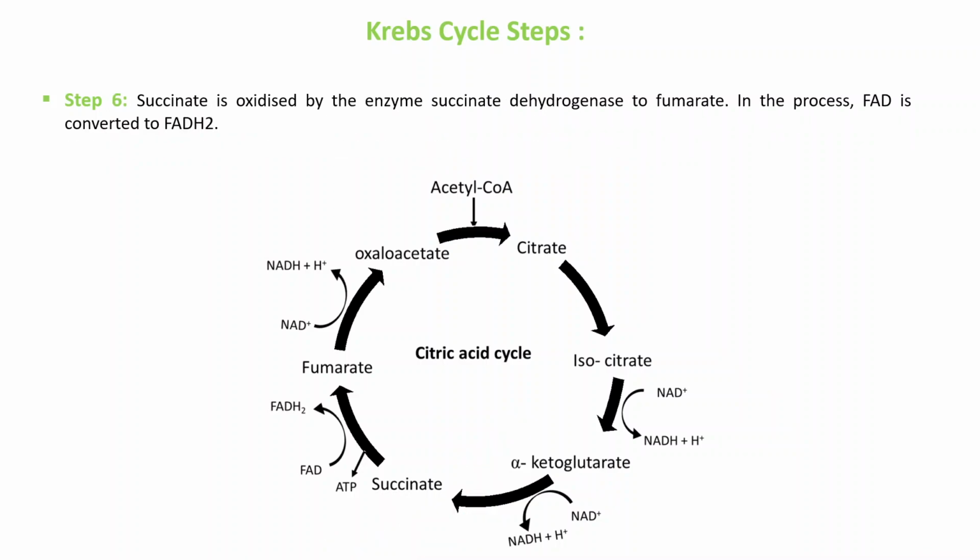Now step 6 is succinate is oxidized by the enzyme dehydrogenase. So again dehydrogenase is responsible here. So succinate converts to fumarate. But since the dehydrogenase enzyme is responsible, then again FADH2 is formed here. Okay. So step 6 is complete.